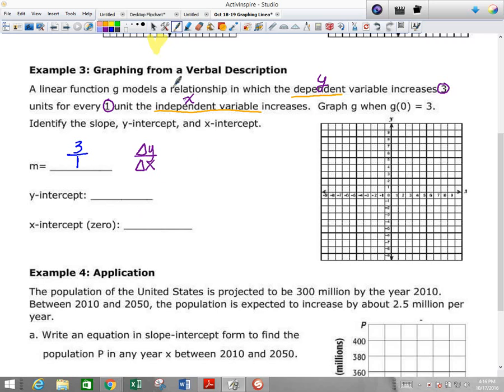And then it told me, if we look here, g of 0 is equal to 3. If you remember, g is a function name, and then inside the parentheses gives you the value of x. So now I have my input, which releases an output. So 3 is my output, which means that is my y. Well, if that's the case, an ordered pair is x comma y, so my y-intercept would be 0 comma 3.